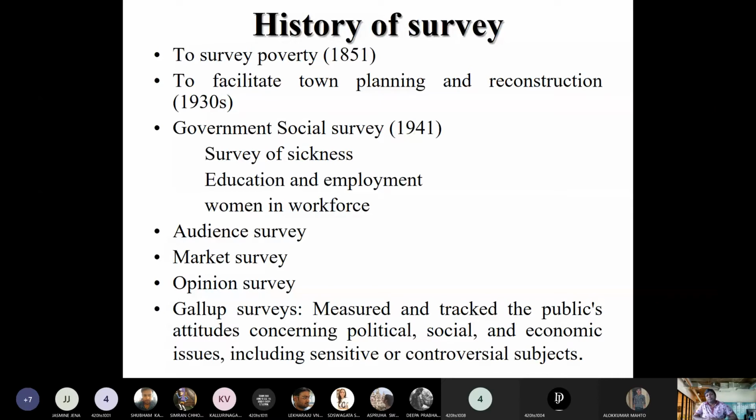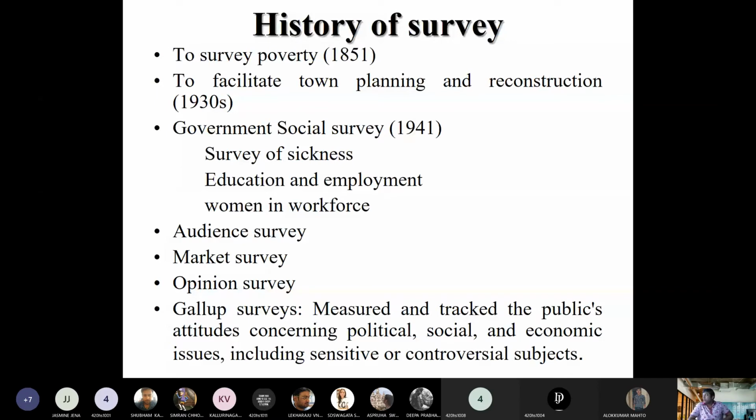Then another is the opinion survey. We are doing the opinion survey. Generally, whenever any election is over, we do the opinion poll immediately. The post-election and pre-election opinion polls. Because opinion polls usually influence the voters also.